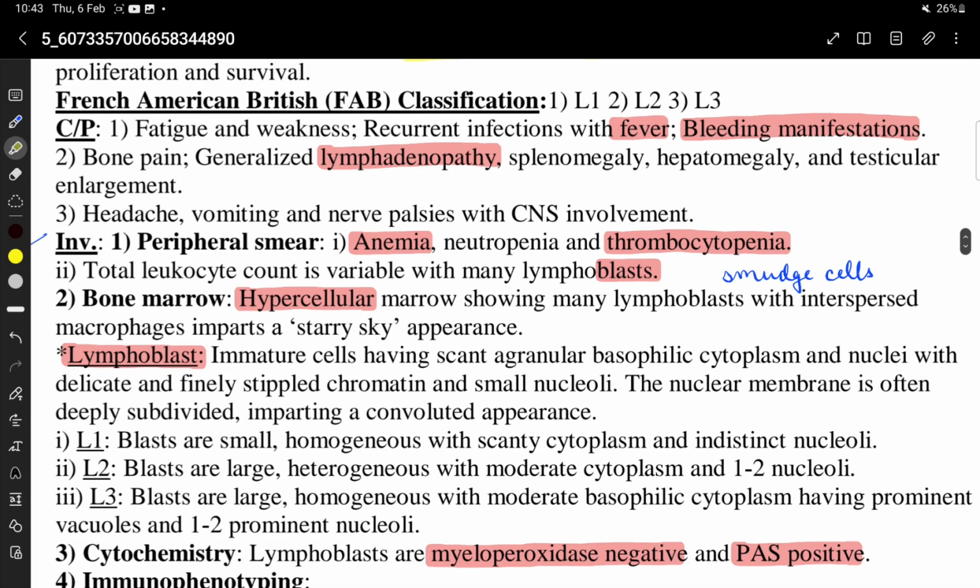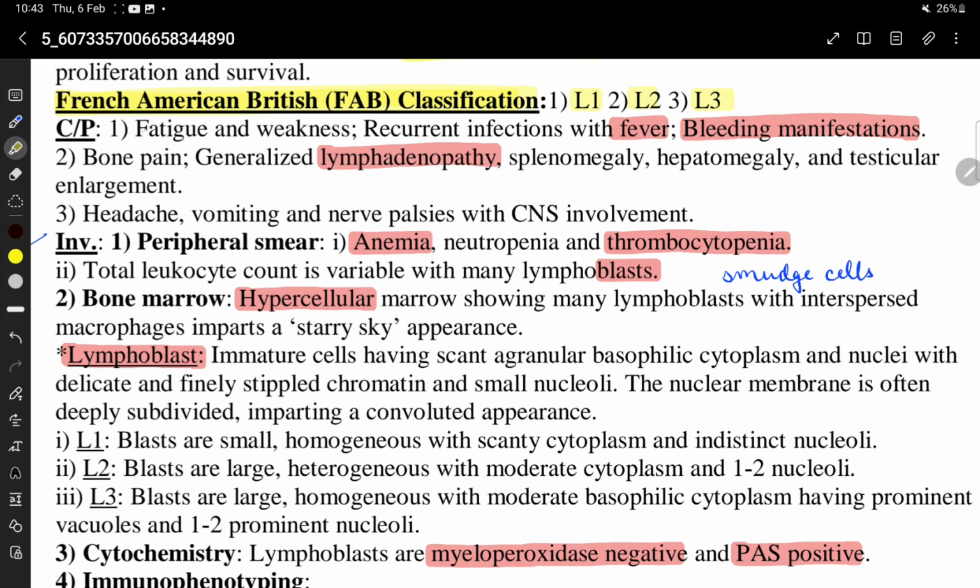FAB classification: French American British classification. FAB classifies ALL into L1, L2 and L3.